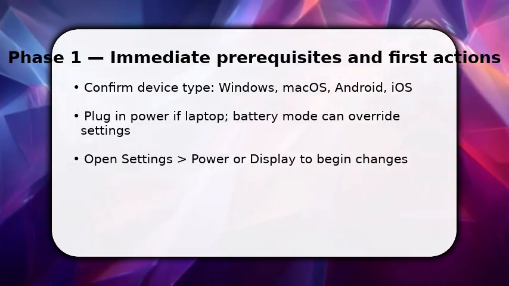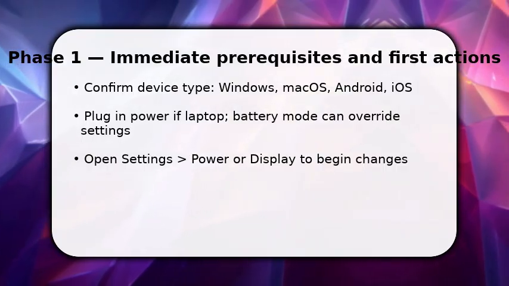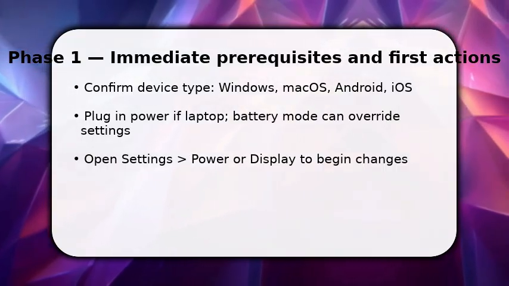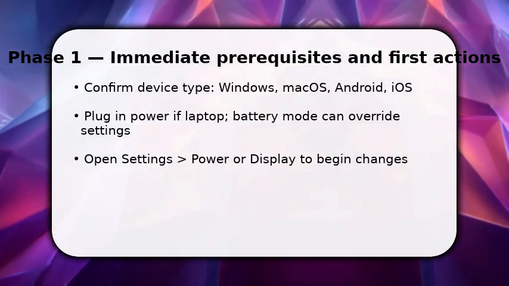Once done, make sure the device is plugged in if it's a laptop. Some systems limit options on battery. You will now access sleep or screen timeout controls. Follow along so you change the right setting without guessing.